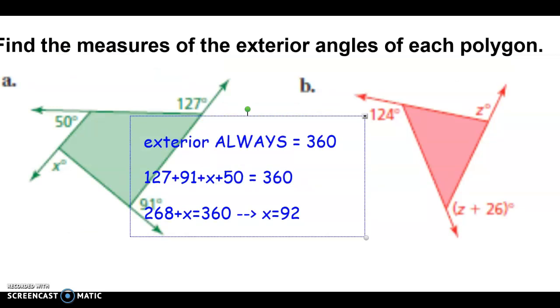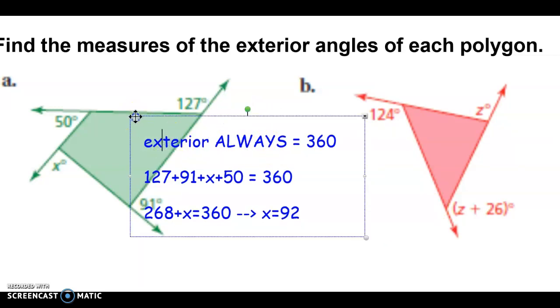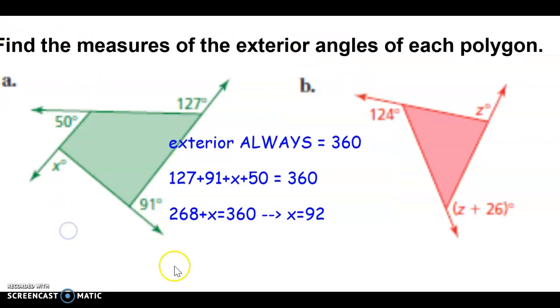So if I look at these, I went ahead and solved the green one for us. Let me move this so we can see all the... Sometimes it's harder than it seems. Find the measures of the exterior angles. Well, if I look at this green one, I know no matter what shape it is, this one happens to be a quadrilateral, it doesn't matter what shape it is, the exterior angles will always equal 360 degrees.